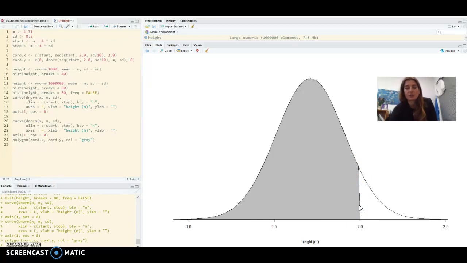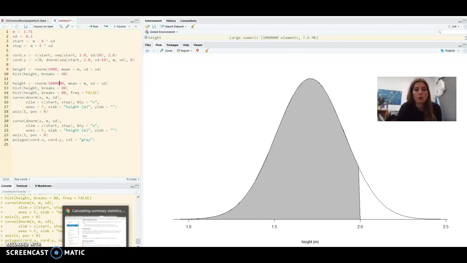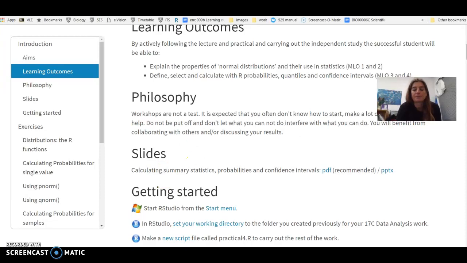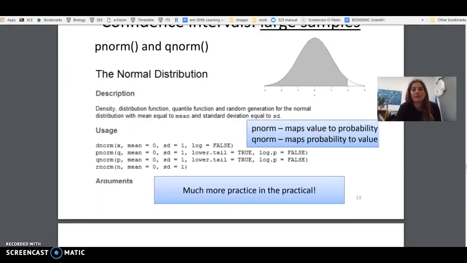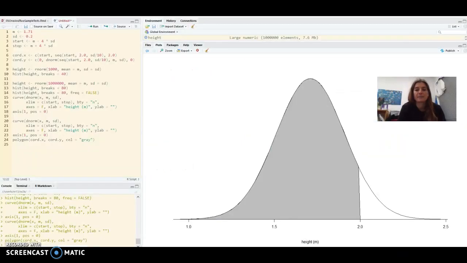So in R, there's 2 key functions that we need all the time in calculating probabilities and confidence intervals, and those are P norm and Q norm. So P norm maps the value to a probability, and Q norm does exactly the opposite, so they're the inverse of each other. So looking at our picture again here, if I was to give a height value to the P norm function, it would give me out a probability. So I give it 2, and it's going to give me the area of the curve here.